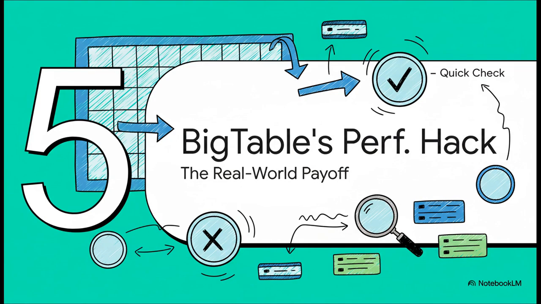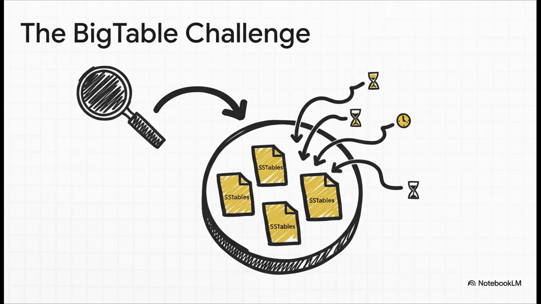So, why does all this theory matter? Let's bring it back to the real world and see how Google's BigTable uses this exact data structure to get some truly incredible performance. So remember the problem we started with? BigTable lives it every day. Its data is stored in these files called SSTables. To find one piece of data, it might have to look in dozens of these files, most of which are on a slow disk. That's a huge performance bottleneck.